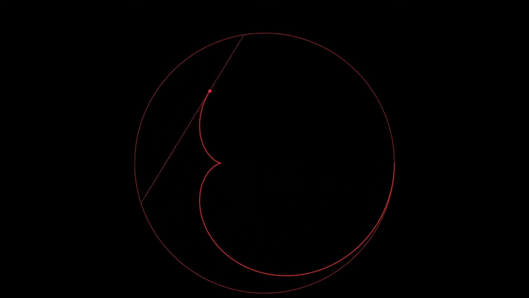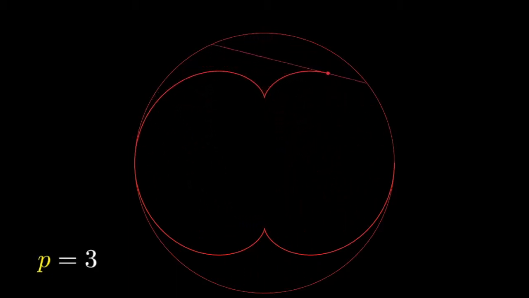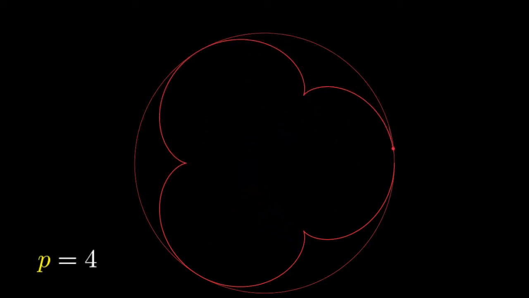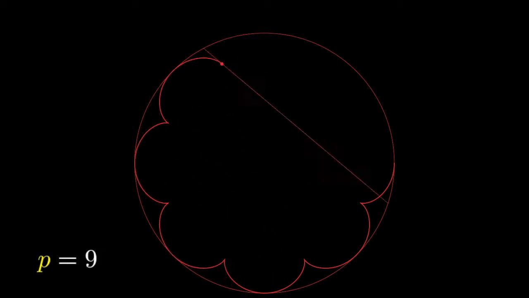If you increase p, and with it change the ratio between the traced point and the line's endpoints, the number of petals increases with it too. And, because the trace point gets closer and closer to the endpoint, the petals become smaller and smaller. These are all examples of epicycloids.